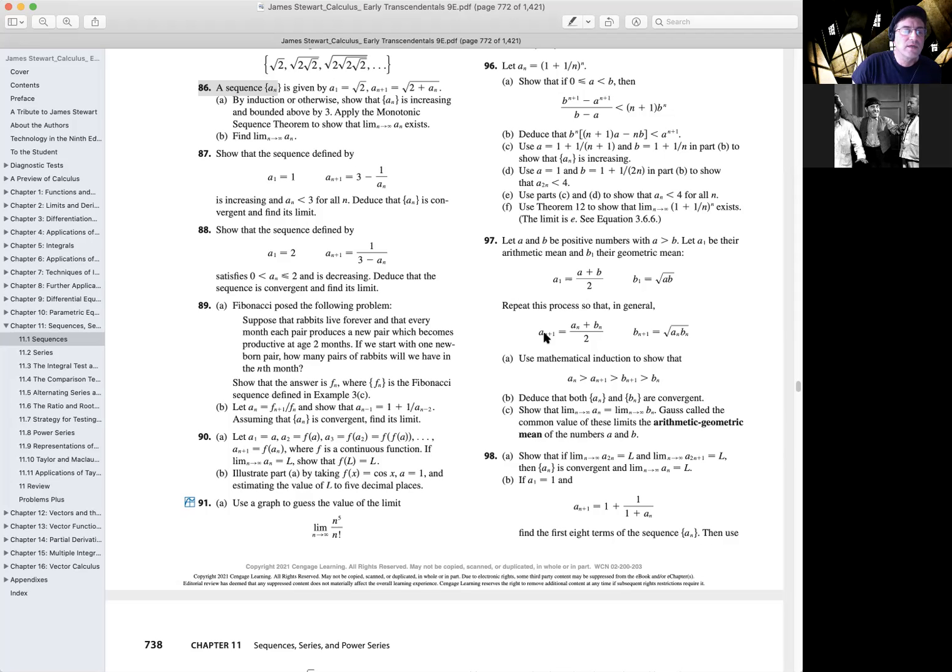And the question is, if we start with one newborn pair, how many pairs of rabbits will we have in the nth month? And it shows the answer is f sub n, where f sub n is the Fibonacci sequence. And then there's a part B, which asks us to find the limit of the Fibonacci sequence. So that's what I'm going to consider solving here.